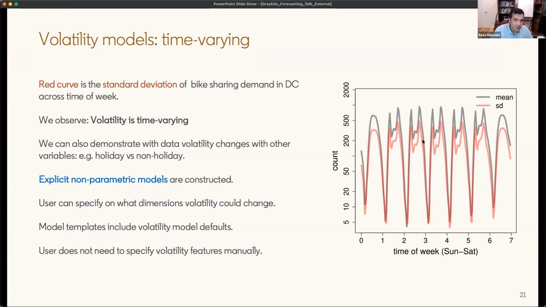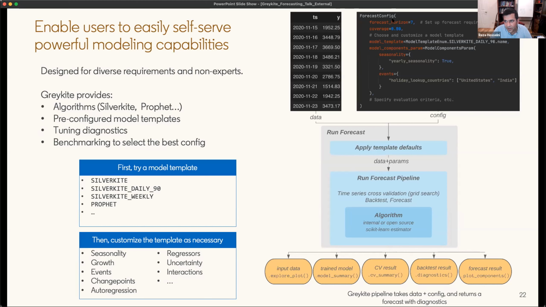This is just a brief overview of how our library works. You can take a look, but here is an example of what the model looks like. You can specify forecast horizon and so on. And here in the orange, it shows what you get. You get exploratory plots, model summary, cross-validation summary, diagnostics, and model components, and a lot of good things out of the model. Because the model is fairly sophisticated, we have templates appropriate for different frequencies or forecast horizons, and we keep improving them over time.